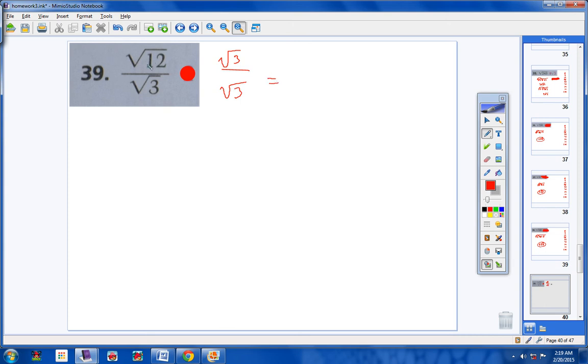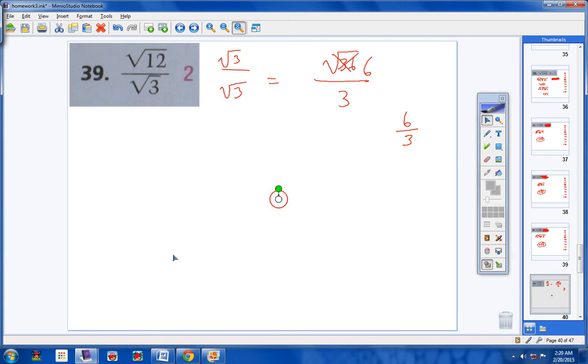Now, the square root of 12 times the square root of 3 is the square root of 36. Got it? And the square root of 3 times the square root of 3 is just 3. But now, look, I know the square root of 36. That's a perfect square. It's just 6. So now I have 6 over 3, and that would reduce to 2 over 1. So the answer is 2.